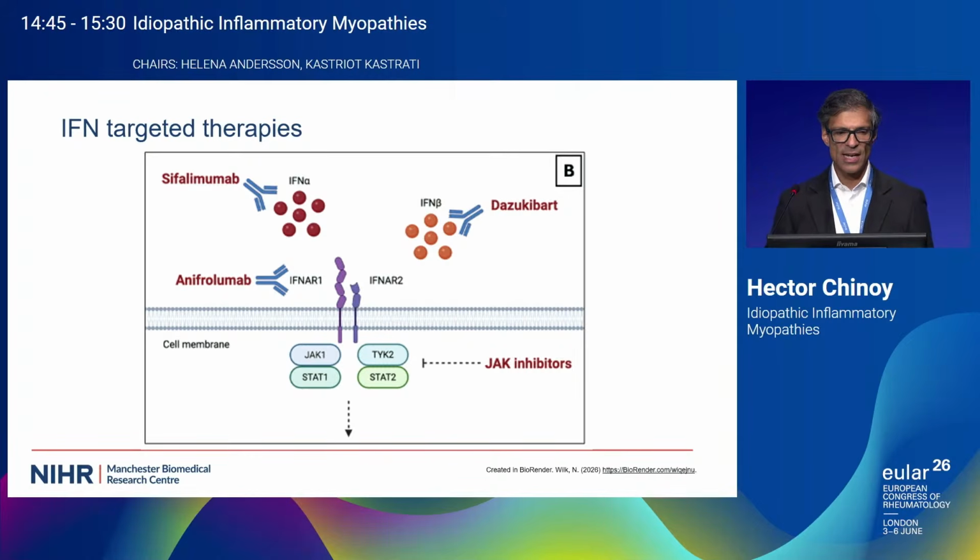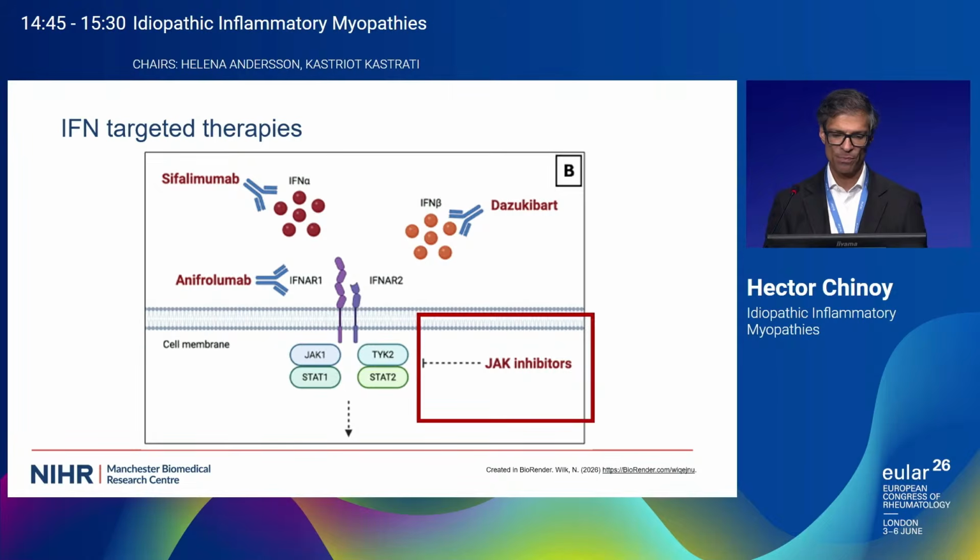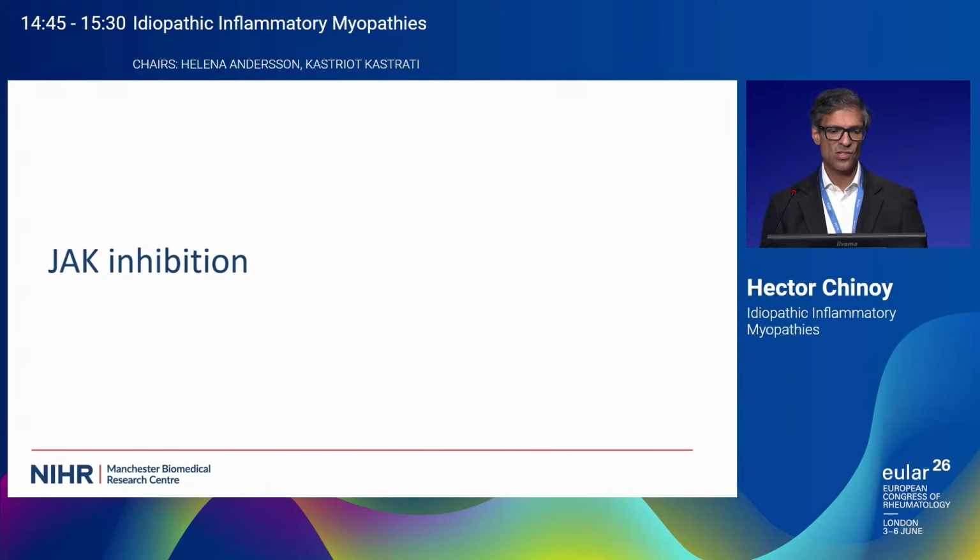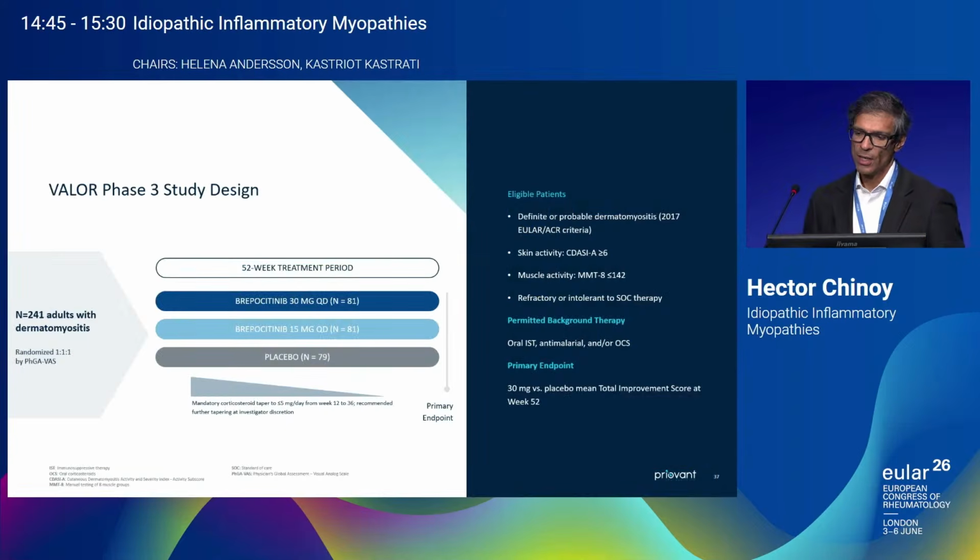So let's turn our gaze towards interferon-targeted therapies. Historically, there's been this drug called cifalimumab, which was a MedImmune drug targeting interferon alpha. There's also dazukibart targeting interferon beta, and anifrolumab, which many of you will be familiar with in lupus, the IFNAR1 receptor blocker, and then JAK inhibitors.